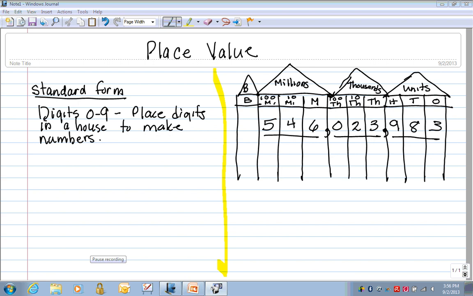When you look at a digit in the house, you can tell the value or the worth of a digit in a number. For example, if I look at this number 6, I could tell the value of this 6 is 6 million because it is in the millions place value. If I asked you what is the value of the 9, then you would tell me that the 9 means there are 900. So that's the value of that digit in that example.